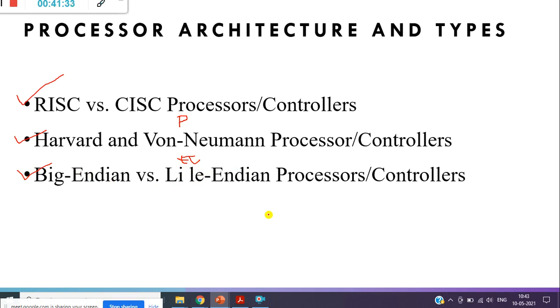Little Endian processor architecture. Now we will discuss one by one what RISC and CISC architecture are and the difference between CISC and RISC architecture, the difference between Von Neumann and Harvard architecture, and the difference between Big Endian and Little Endian. Apart from that, we also have one more type of architecture called load store architecture, which we always call a part of pipelining architecture. Okay.